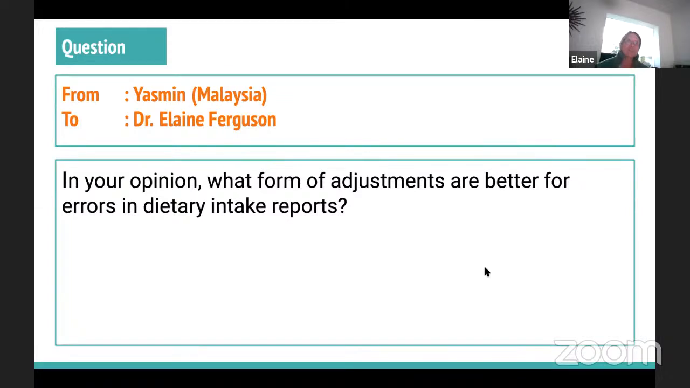I think it comes more in the interpretation, because any adjustment of the data also makes assumptions. But I don't know if others have used any other methods when you see a high level of underreporting.